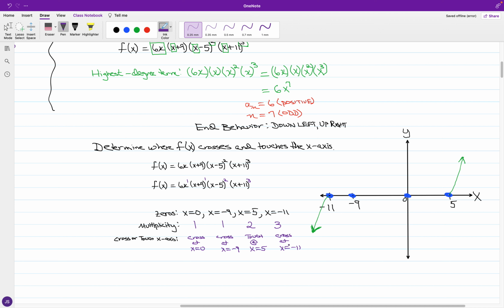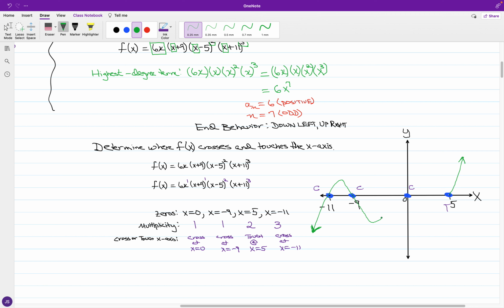Now for what we have in between: at negative 11, the graph is going to cross. At negative 9, the graph is also going to cross. At 0, it is going to cross. But once we get to x equal to 5, the graph is going to touch. So for the dynamics of the graph of f of x, reading from left to right, you have down and to the left, but going to the right I'm going up, crossing, above, and then it's going to descend and cross at x equal to negative 9.